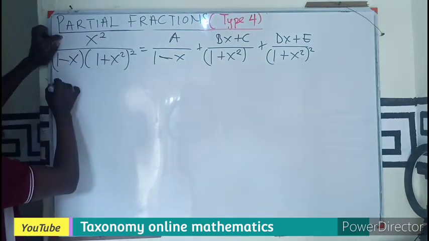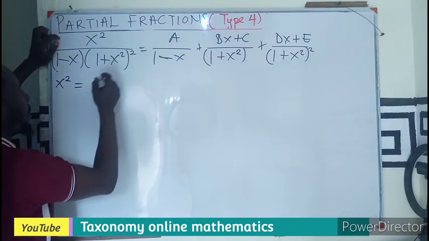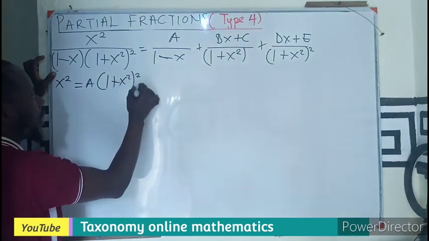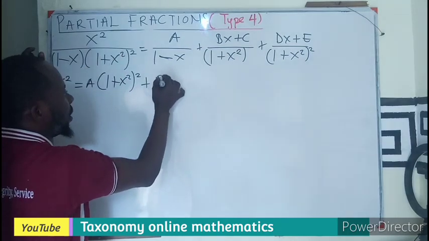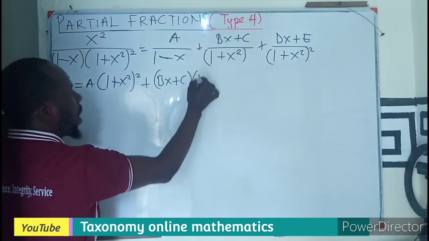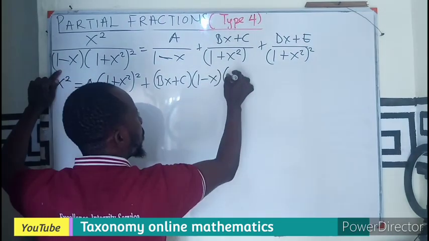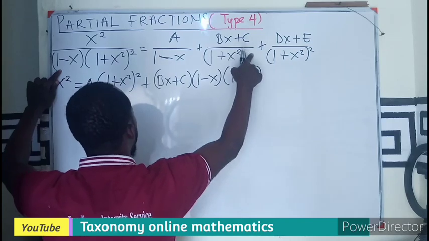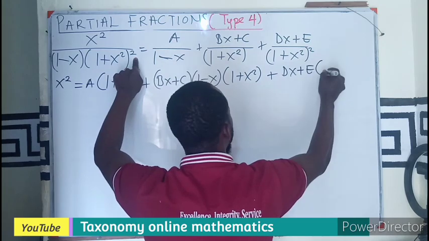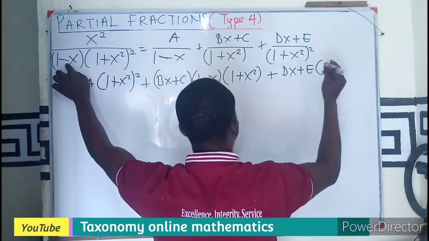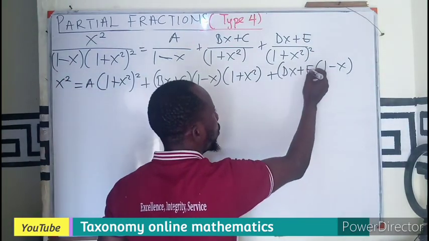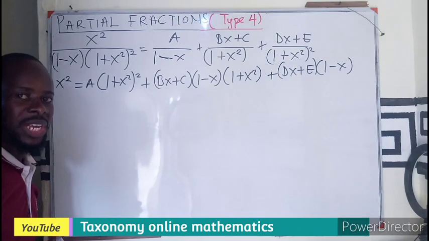Alright, so we have x squared equals A into bracket 1 plus x squared all squared, plus Bx plus C multiplying 1 minus x, 1 plus x all squared, because the power will decrease. Then Dx plus E, the whole of this is taking care of this, so 1 minus x will be what we will have. So now the fraction is gone.